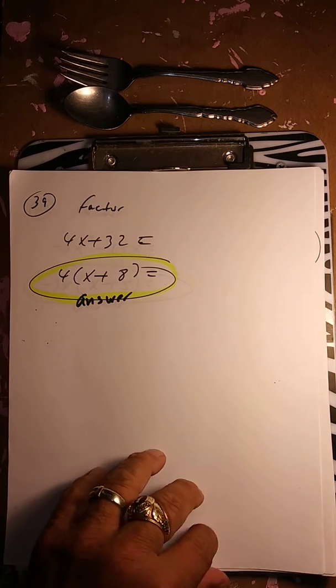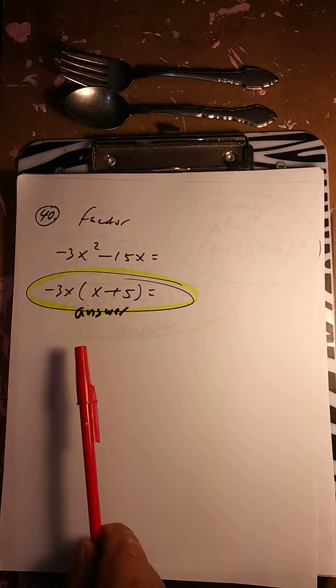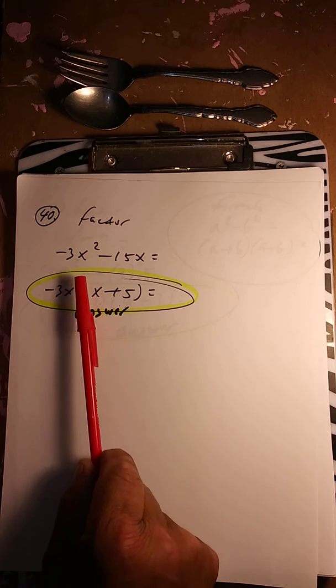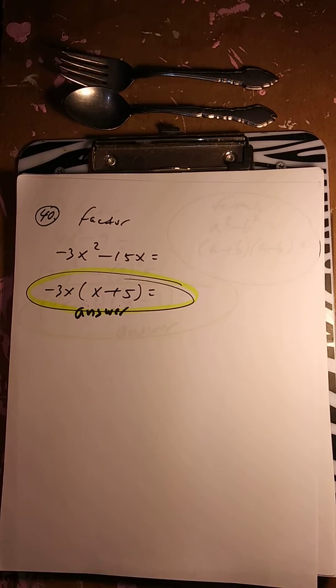Another factor. Factor this. Greatest common factor, minus 3x, because negative 3x times x is negative 3x squared. And negative 3x times 5 is negative 15x. Okay.